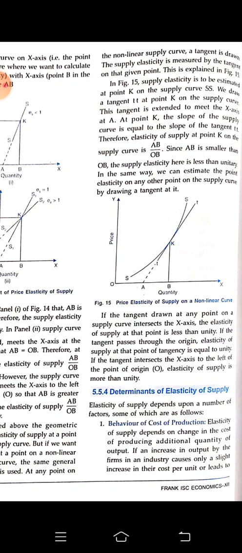Okay, so what are the determinants that affect the elasticity of supply? First of all is the behavior of cost of production. If an increase in output by the firms in an industry causes only a slight increase in their cost per unit, or leads to a decrease in cost per unit, we should expect supply to be fairly elastic. Okay, what is the cost of production? That also determines how much the supply is going to be in the market.